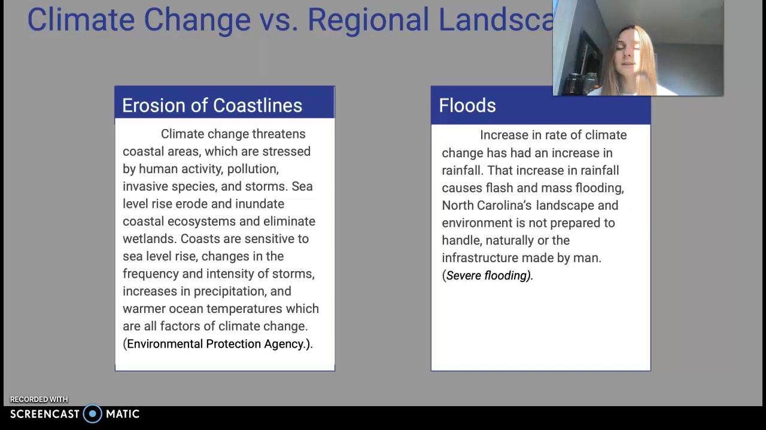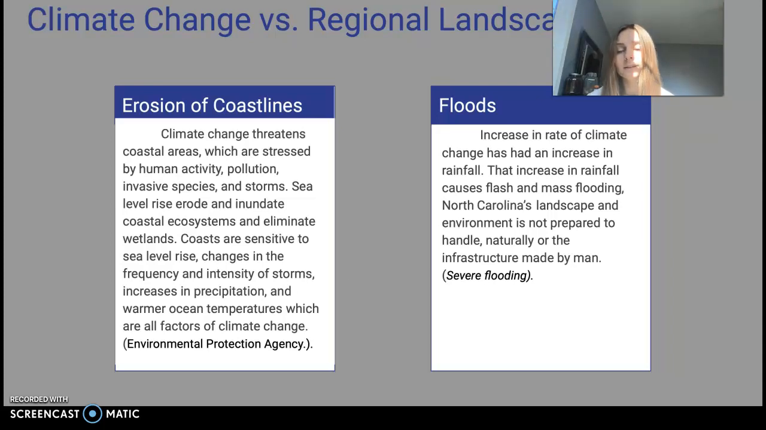For the regional landscapes, I chose the regional area being North Carolina, where I currently reside, and I chose to stick with the two main topics of erosions of coastlines and the flooding. For the erosion of coastlines, climate change threatens coastal areas, which are already stressed by human activity, pollution, invasive species, and storms. Sea levels rise, erode, and inundate coastal ecosystems and eliminate wetlands.